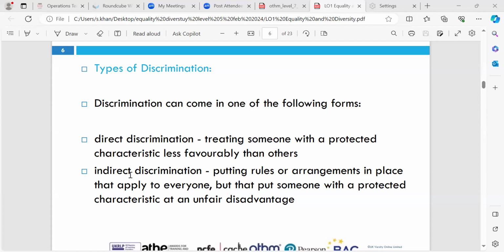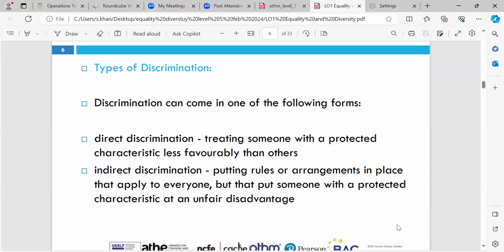And an example of indirect discrimination. Would that be showing favoritism? Yeah, that would be, but it's indirectly shown, so it's quite a big way.